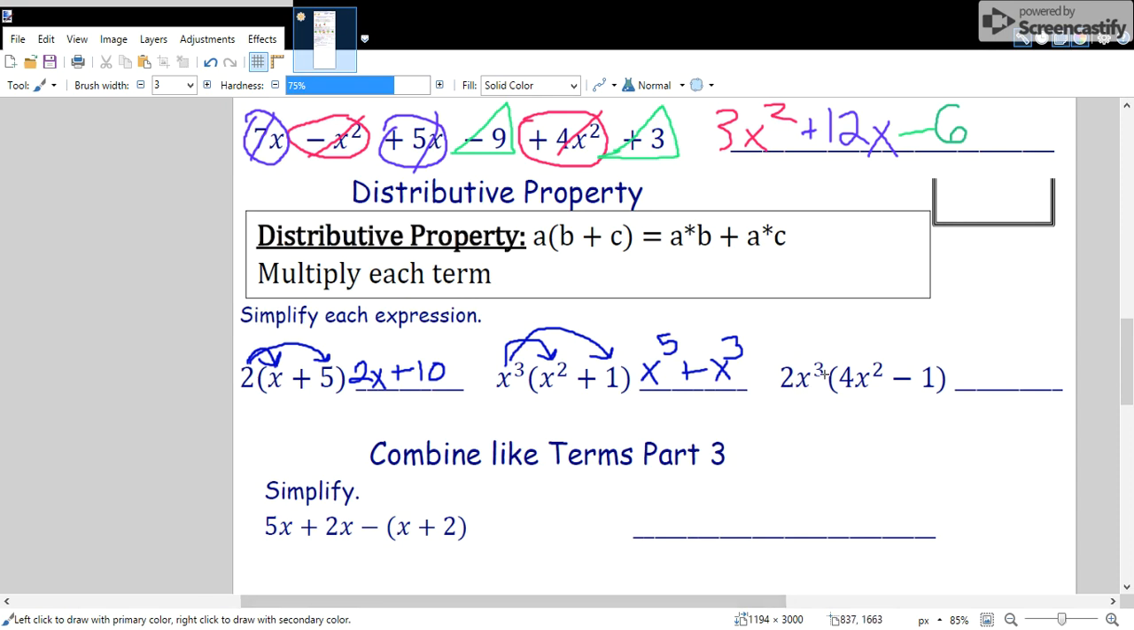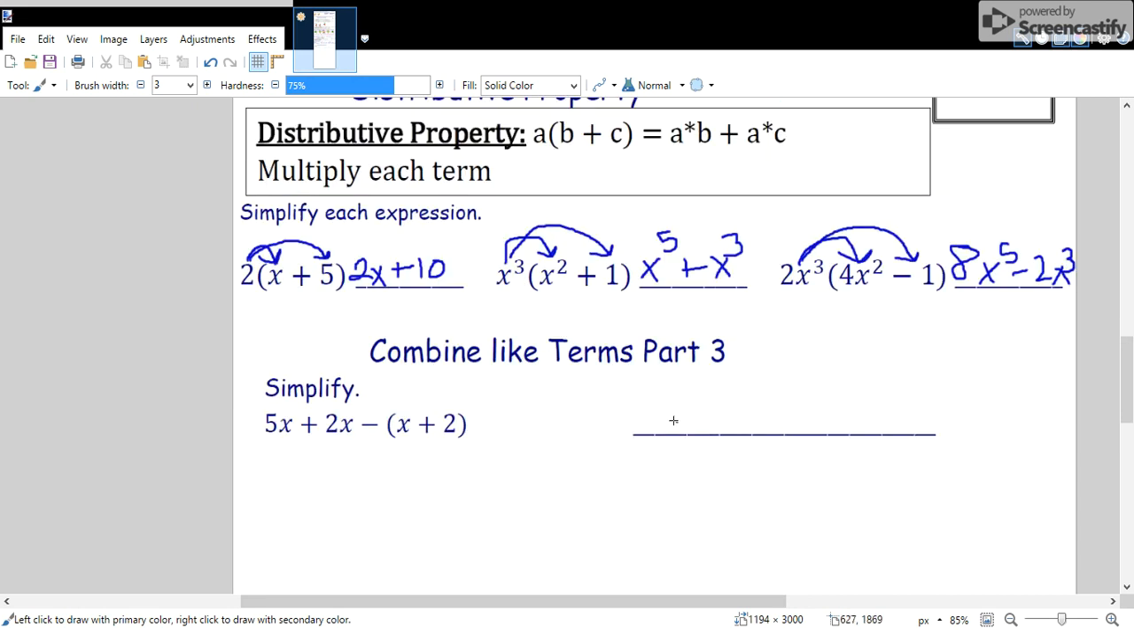2 times x cubed times 4x squared minus 1. Let's distribute, multiply each term. 2 times 4 is 8. X cubed times x squared is x to the 5th, because there's 5 x's there. And let's distribute the other one. We have negative 2x cubed. And that's our simplified expression. Let's look at the next page.